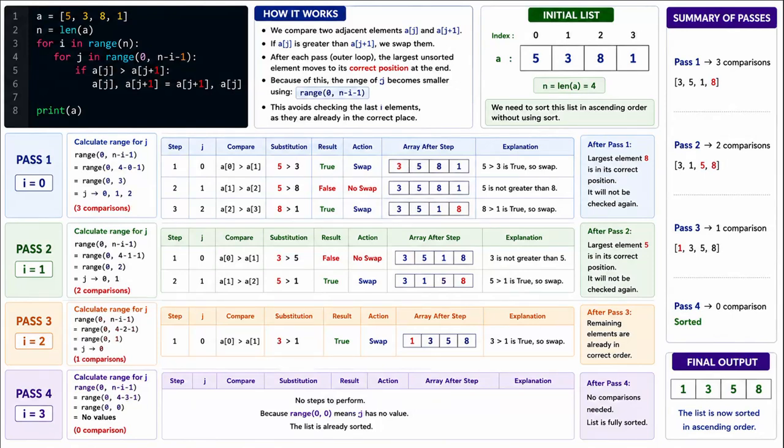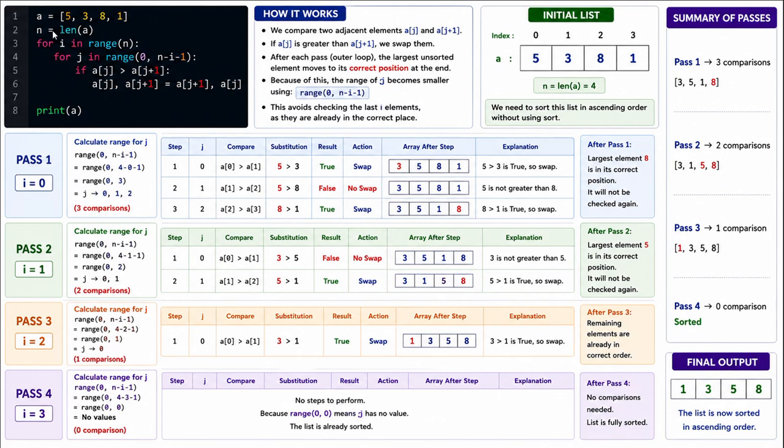Hello everyone. In this video, I am going to explain the most repeated interview question for beginners, which is sort a list without using any built-in function. Here we have a code. Don't simply memorize this code, just try to understand its working flow.